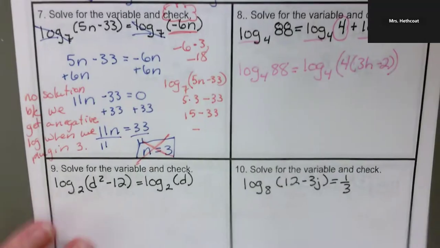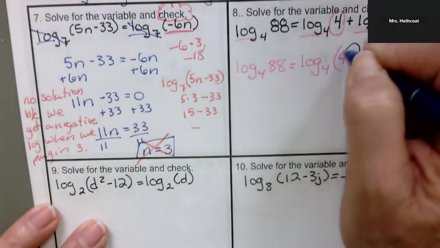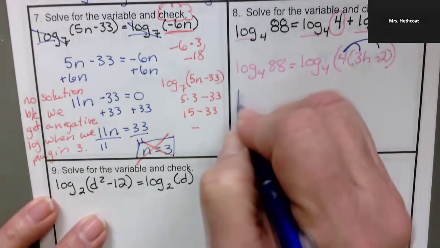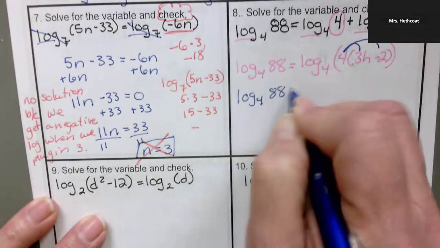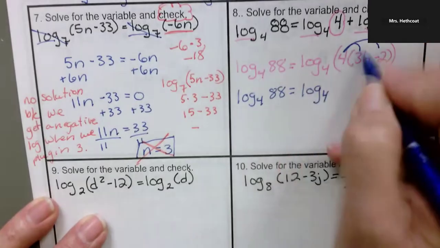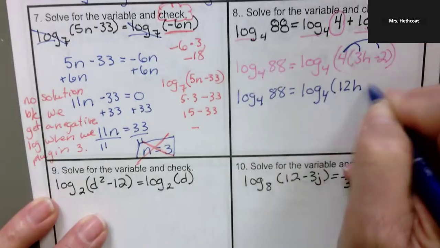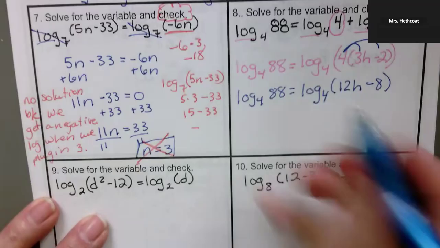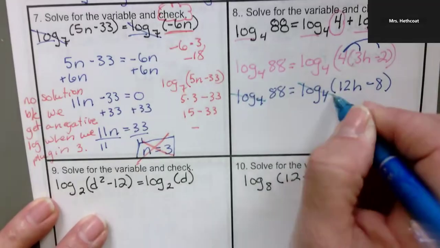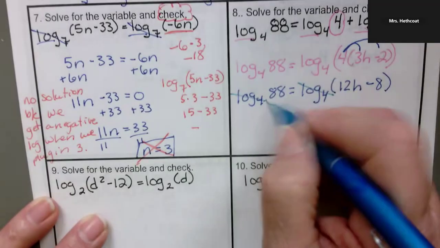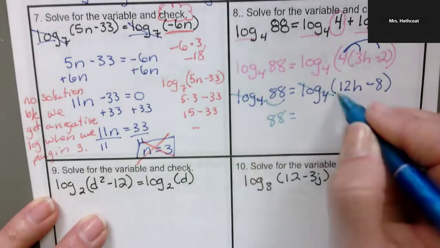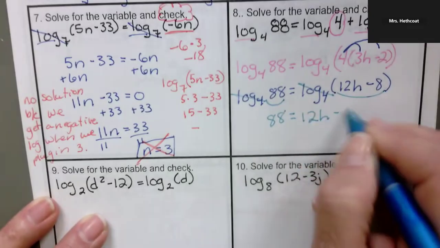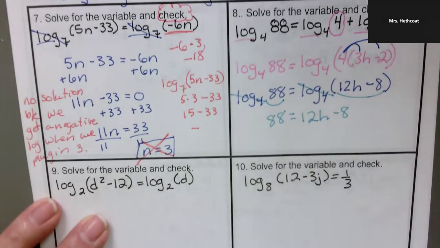And you guys are really good at this. We're going to distribute the 4. So we get log base 4 of 88 equals log base 4 of parentheses 12h minus 8. Now that both sides are condensed, we can use the one-to-one property, which says that if we have log base 4 and log base 4, we can ignore those, and now we have 88 equals all of this, 12h minus 8. Now it is an Algebra 1 problem.